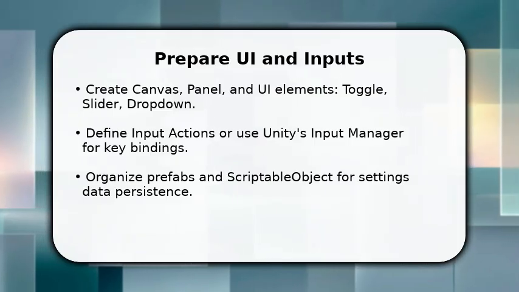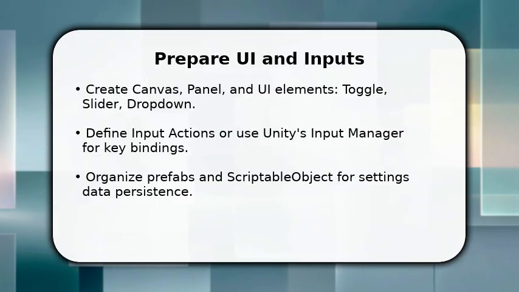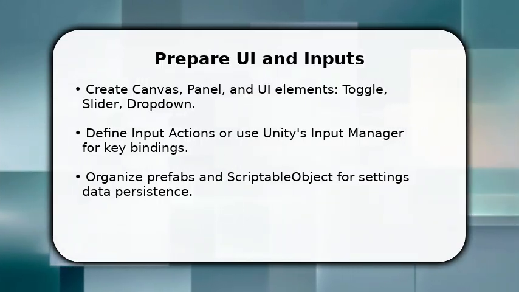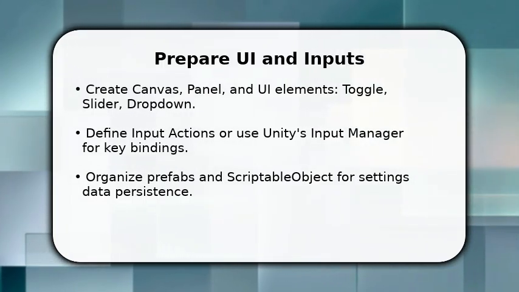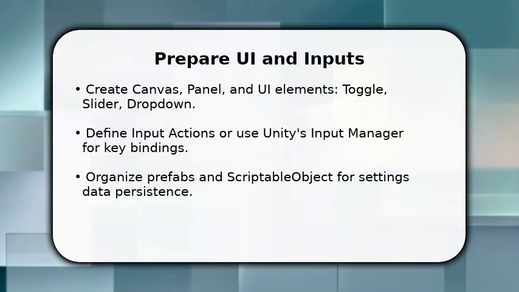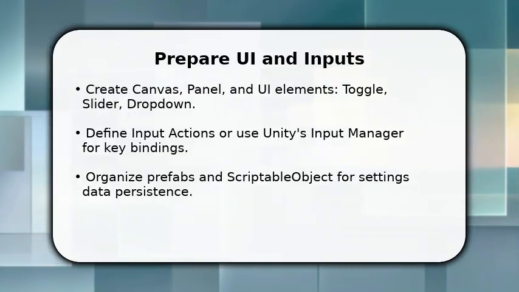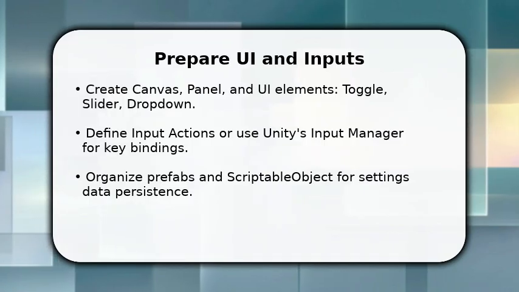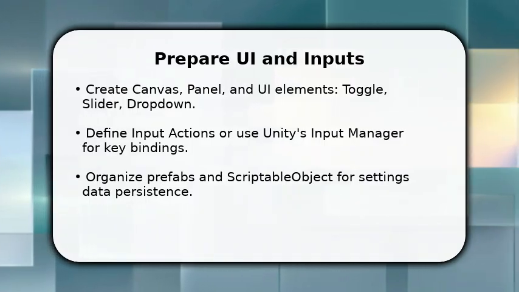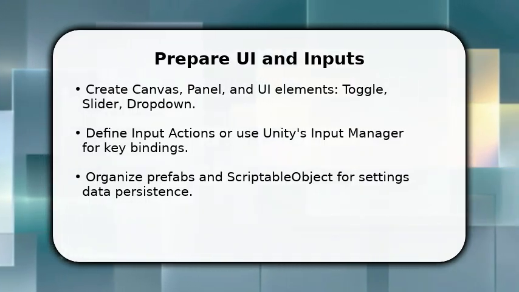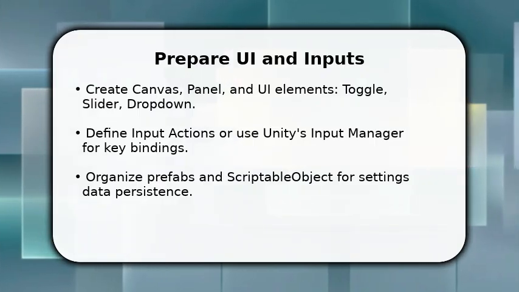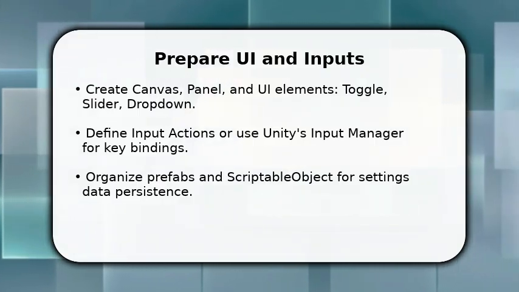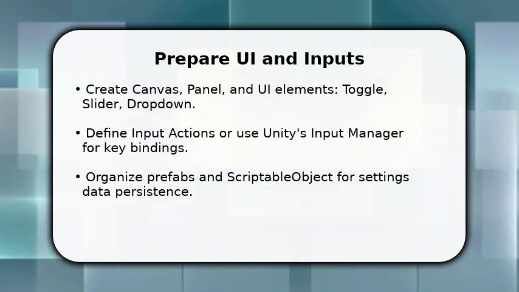You start by building the UI scaffold so changes map to data. Create a canvas and add a panel with toggle, slider, and drop-down controls. Wire each control to a public field in a settings script. Then create a settings scriptable object or plain C# class to hold defaults and runtime values so you can save and load. Once done, set up input mappings for key bindings using input actions or the input manager. This ensures UI reflects actual control state.